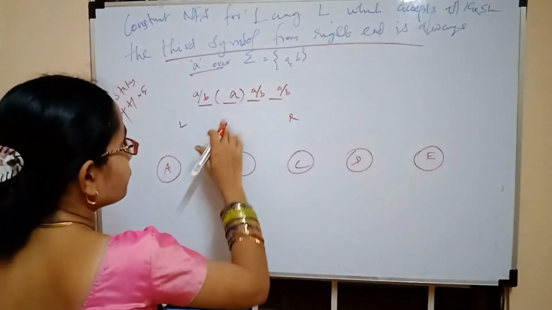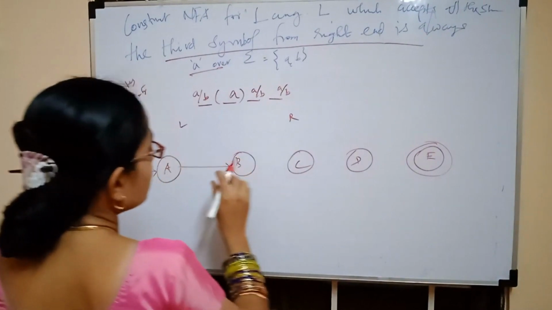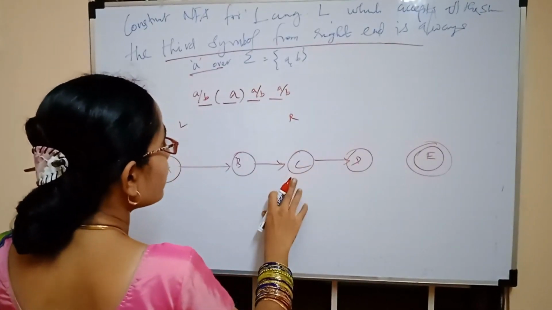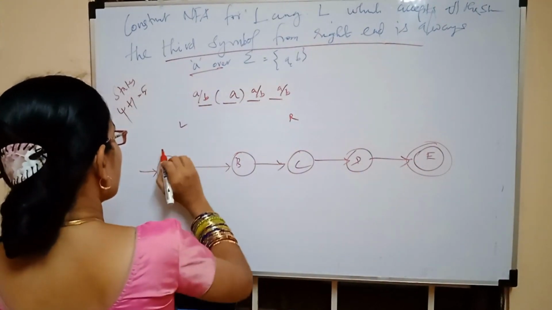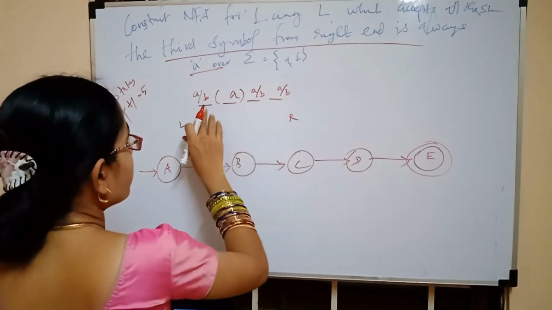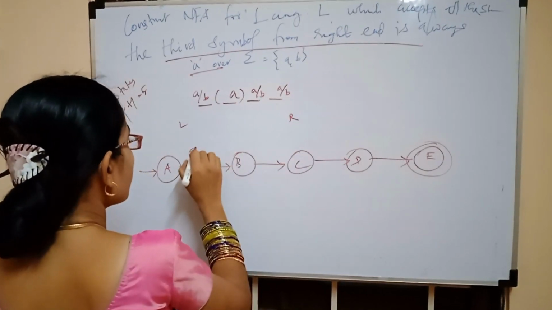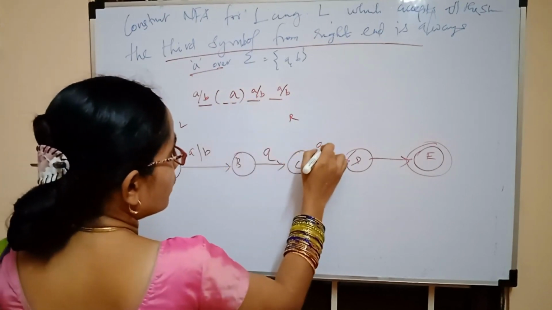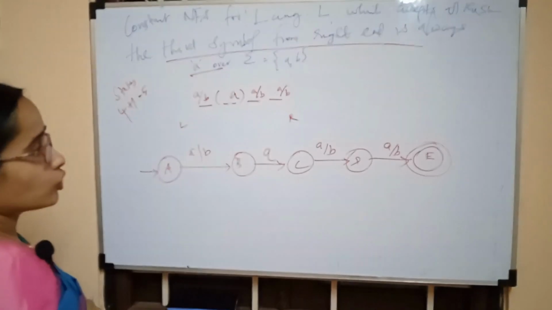Now just connect them. This is the starting state. This is the final state. So 1, 2, 3, 4. Here either A or B, first A or B, and then you can have either A or B. Here you should have A. Then you should have either A or B. Here also you can have either A or B. This is how you have to draw the diagram.